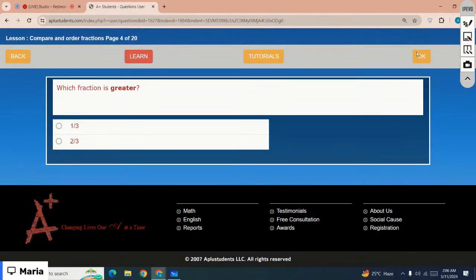Okay, which fraction is greater? Which is the correct option? The correct option is 2 by 3 is greater, because you have more portion colored. So 2 by 3 is greater than 1 over 3. The correct option is 2 over 3.